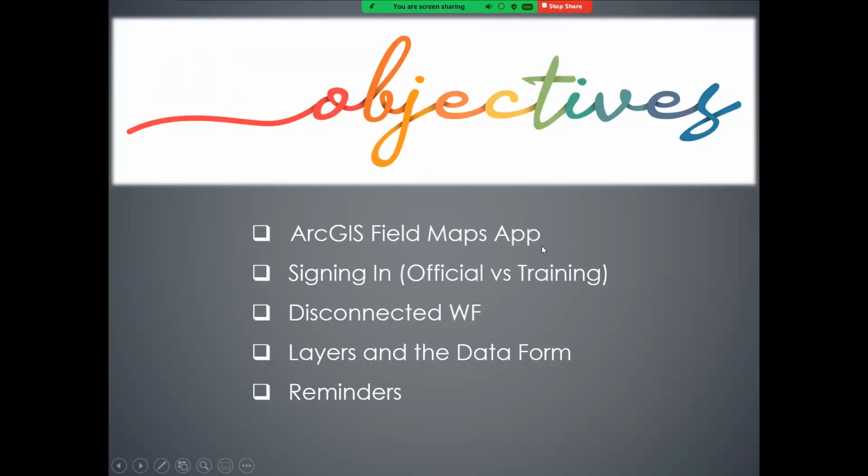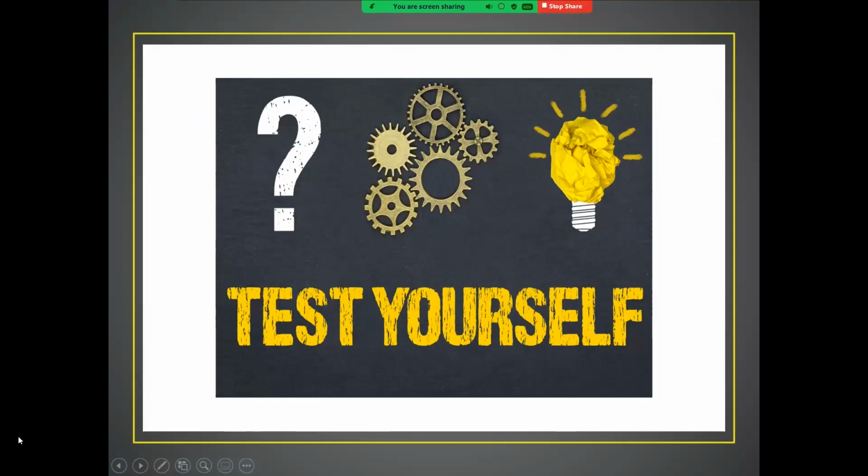So just a couple things that we talked about today. This is that slide from earlier. We talked about the app itself, being able to sign in to the correct portal so that you're entering data, if it's official, in the official, if it's training or practice, in that stage portal. We overviewed the disconnected workflow. We looked at the two layers that you can edit in the Fruit Fly app, and we saw the data forms associated, and we practiced a little bit, and we went over some of the reminders of things you should watch out for. Don't forget to test yourself with that quiz. Take a few minutes to do that and make sure that you're clear on some of that.